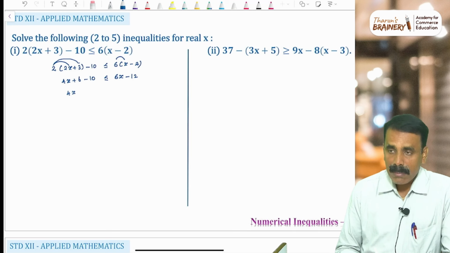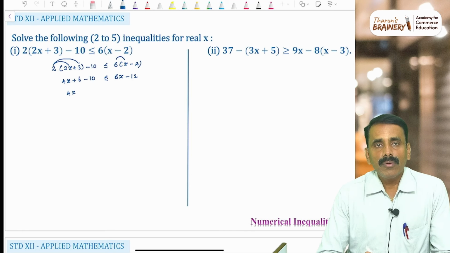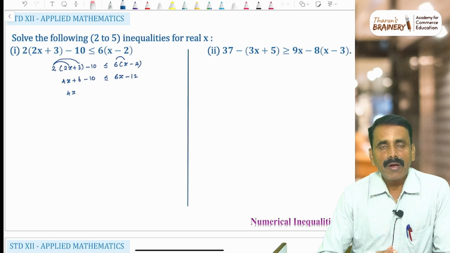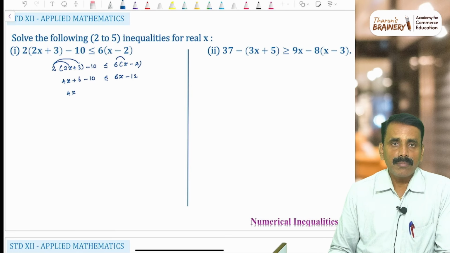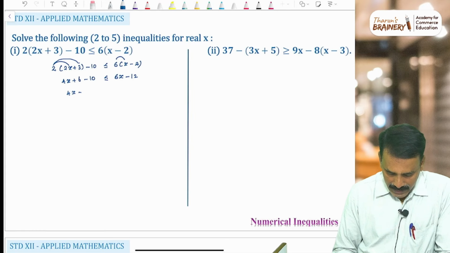Now 4x plus 6 minus 10. Both the numbers have different signs, so we have to do subtraction. We subtract 6 from 10 and put the bigger number's symbol. So it is 4x minus 4 less than or equal to 6x minus 12.